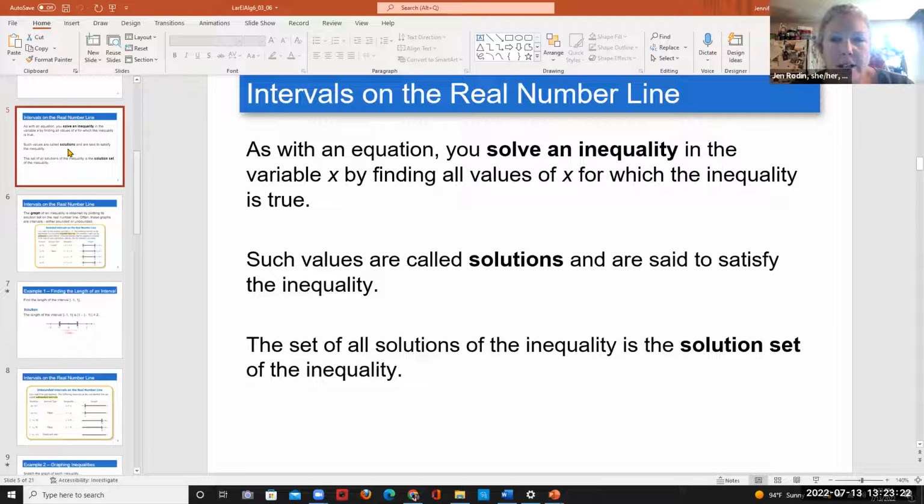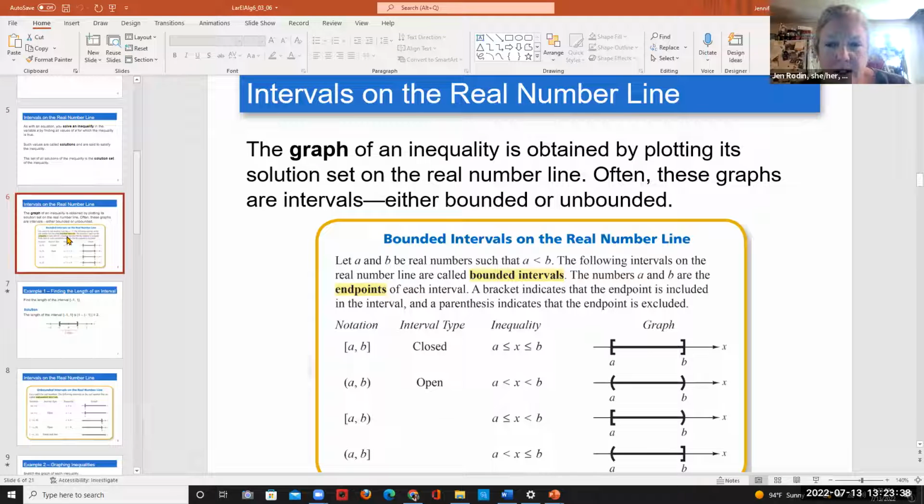You solve an inequality by finding all the values of x that make it true. So those are called solutions, and they satisfy the equation. And we call it a solution set. This is showing the differences. They're not showing the open and closed circle, but the WebAssign lets you choose. So it's fine either way. So just with the square bracket, if it's or equal to, or the curved parentheses, if it's not or equal to. So those are called closed and open.